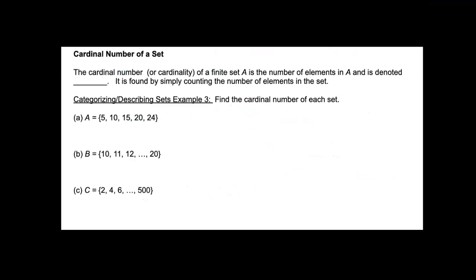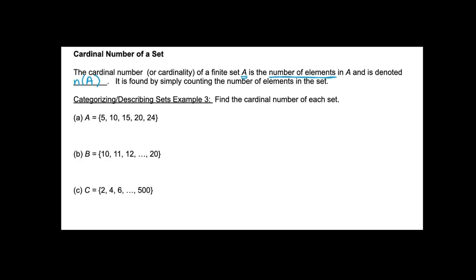The third way that we're going to talk about how to describe a set would be to look at the number of elements in a set. And that's called the cardinal number. So the cardinal number of a finite set, we'll call this set A, it could be any set, is the number of elements in A. So cardinal number just means the number of elements in A, and it's denoted with a lowercase n, parenthesis, and then whatever the set name is. In this definition, we're using set A, so I'm putting an uppercase A. That's going to change depending on the set name.